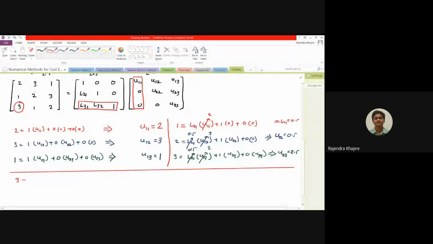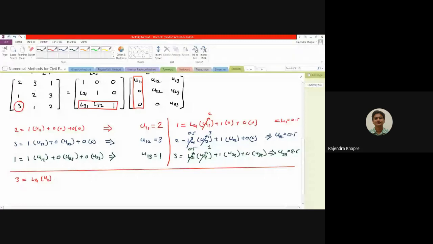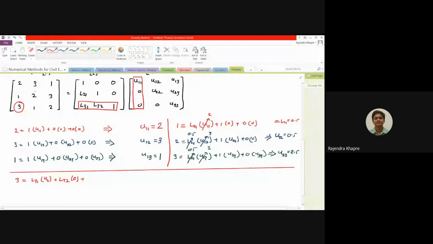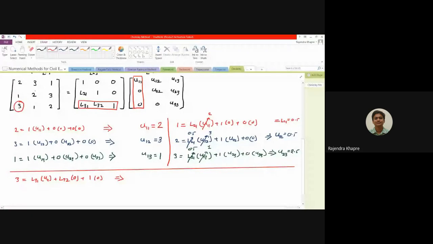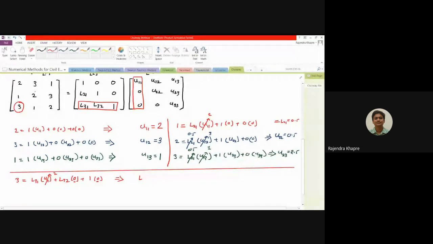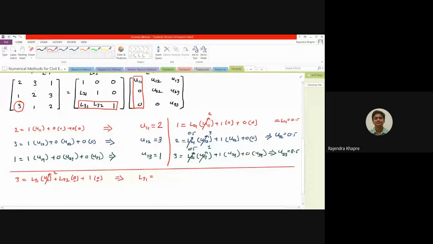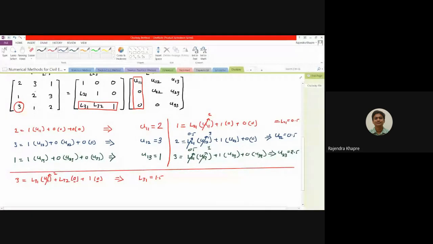So 3 is nothing but the product of L31 multiplied by U11, plus L32 into 0, and then we have 1 into 0. So L31 is not known, but U11 is known to me. U11 is 2. This is 0, so everything else is going to become 0. So this is going to give us the value of L31. कितना आएगा ये? 1.5. Okay, good.